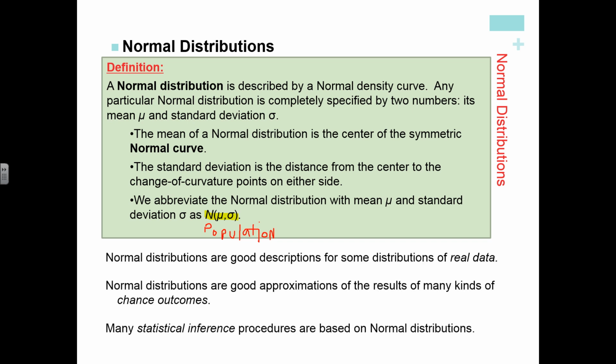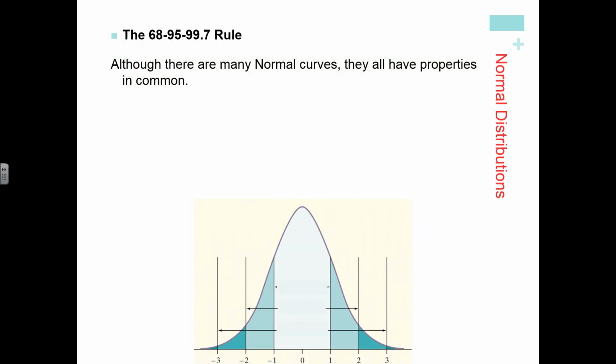We use this normal distribution to show what our real life data is like. IQ scores, SAT scores, stuff like that will be approximately normal because it's symmetric. So we use these things all the time, and that's why it's very, very important, very huge in this class.